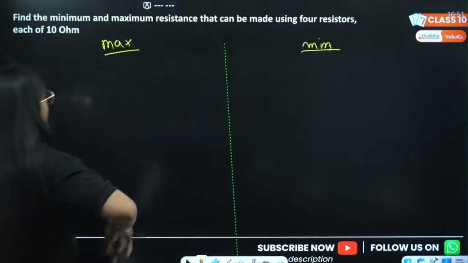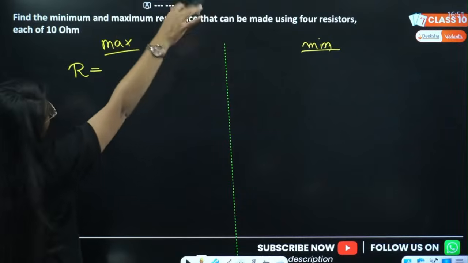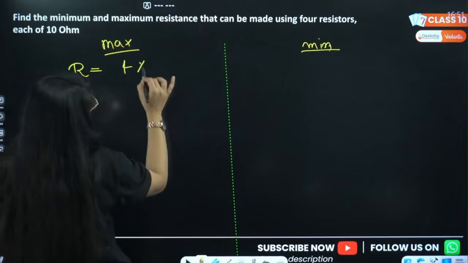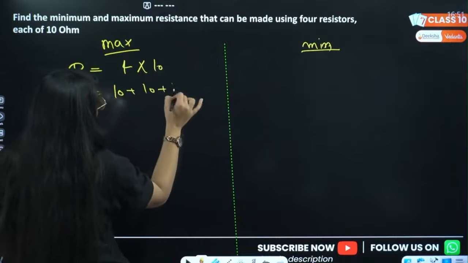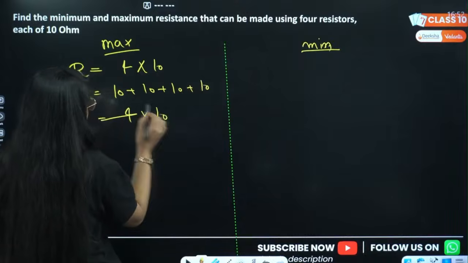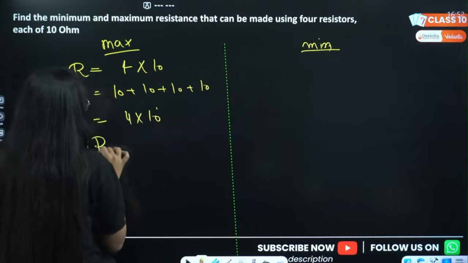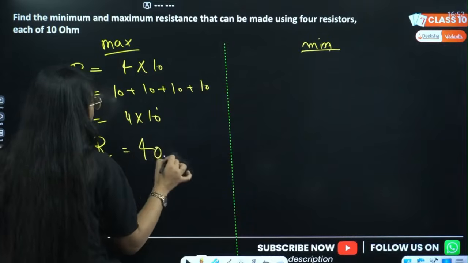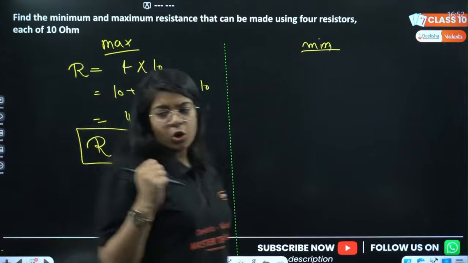Very good. So for maximum we can join these 4 10 ohm resistances, that will be 10 plus 10 plus 10 plus 10. So that will be 4 into 10, and that will be 40 ohm. Correct?